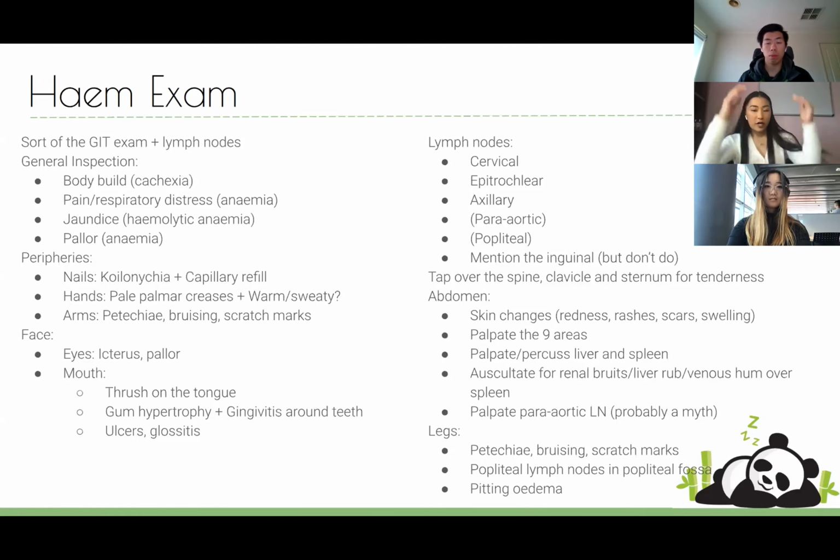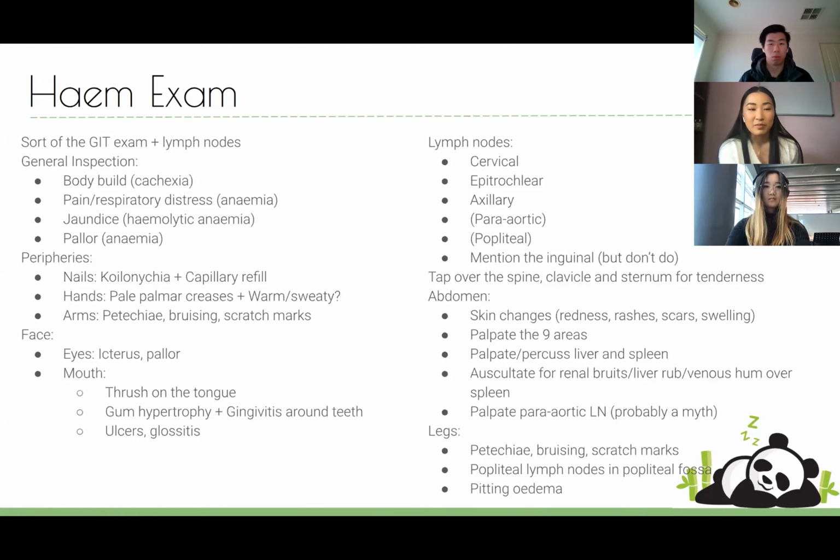And then you sort of go head to toe. Starting at the face, you look in the eyes for icterus and pallor, as you pretty much always do. And then in the mouth, thrush on the tongue is an opportunistic infection. Gum hypertrophy, glossitis and ulcers as well point to nutritional deficiencies that might be causing anemia. It's very anemia focused, as you can see.